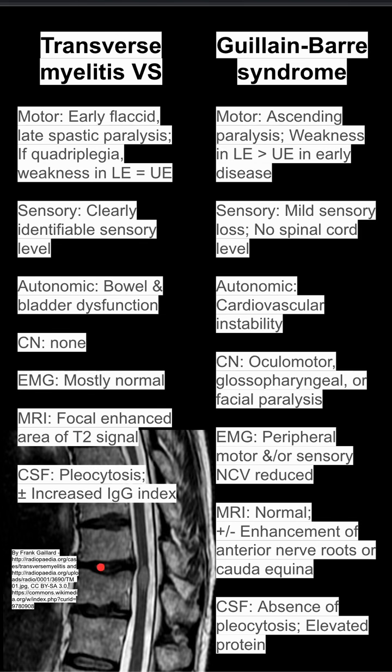The MRI shows a focal enhanced area of T2 signal in TM. As you can see in this picture down here, there's one very defined level on the spine. The MRI in GB is normal. Sometimes you'll have enhancement of anterior nerve roots or cauda equina in GB.